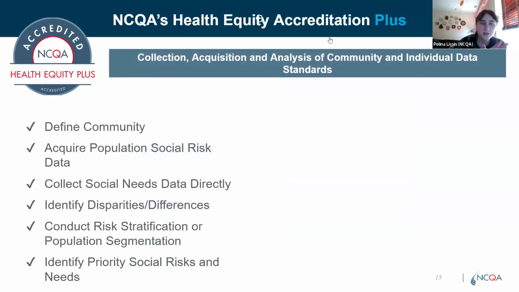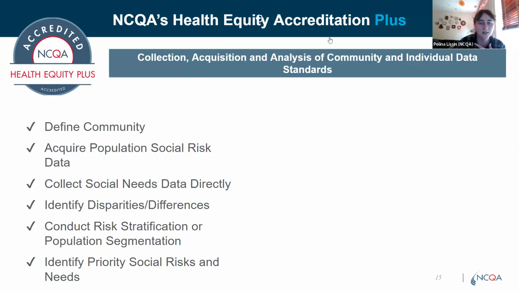The first section of our requirements for HEA Plus is related to the collection, acquisition, and analysis of community and individual data. So this section of the standards outlines a variety of elements that organizations need to demonstrate. That includes defining their communities with geographic and demographic data, acquiring social risk data from communities from local public health initiatives, like data on air pollution, water quality, poverty, other neighborhood characteristics, asking individuals directly about their social needs, conducting analyses to identify disparities and differences in risks amongst different populations, annually conducting risk stratification and population segmentation to report how population characteristics are shifting. And then based on all that data, identify social needs and social risks to prioritize addressing.